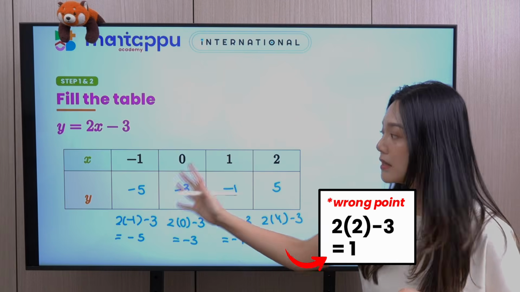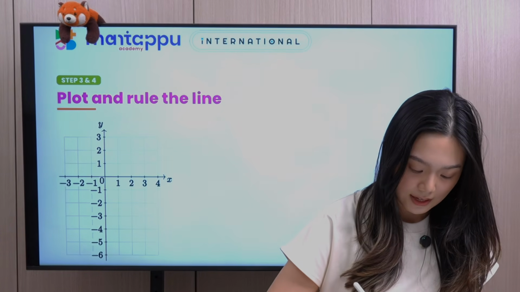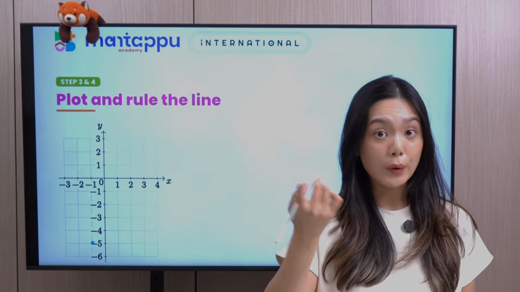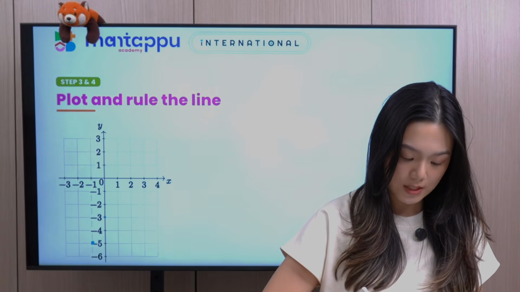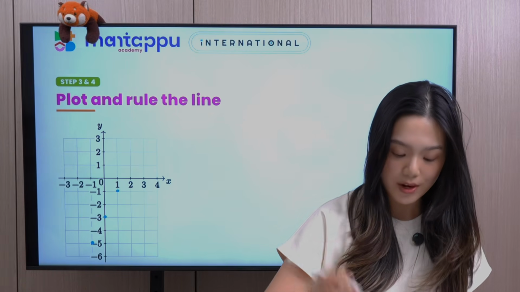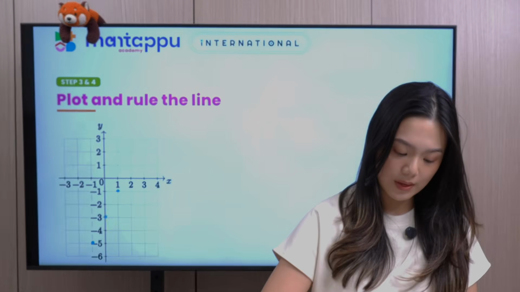Now we want to plot these points in our graph. The first one, negative 1 x and negative 5 y, is here. And then when x is 0, our y is negative 3, so it's going to be here. When x is 1, y is negative 1, so we have this next point. And our last point, when x equals 2, y equals 1, so it is this point.